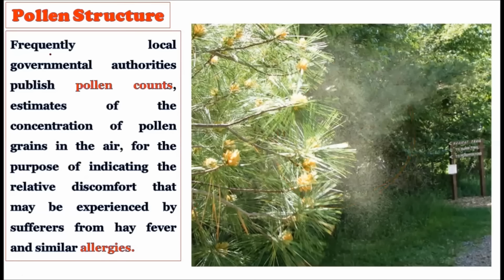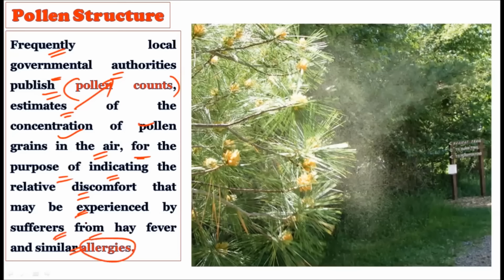Okay, now frequently the local governmental authorities publish the pollen count, an estimate of the concentration of pollen grains in the air. Whatever the concentration of pollen grains in the air, it is regularly published by the governmental authorities for the purpose of indicating the relative discomfort that may be experienced by sufferers of hay fever and similar allergies. So that people will come to know that a large quantity of pollen grains is there in the surroundings, and they should not come out if they have allergies to pollen grains.